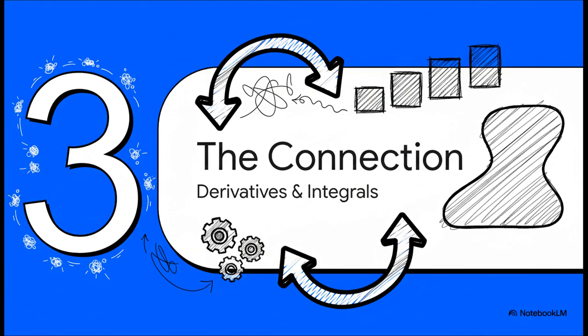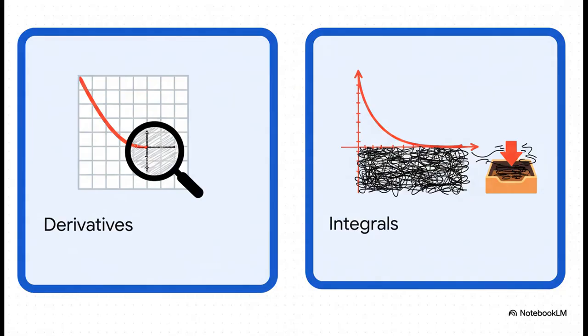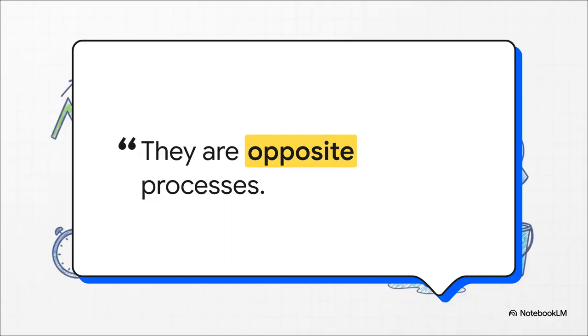So how do they relate? I mean, this is where the real magic of calculus happens. Let's just put them side by side for a second. Derivatives, they measure the rate of change. Integrals, they measure the total accumulated. Derivatives are about splitting things apart. Integrals are about putting things back together. Are you starting to see the pattern here? They're mirror images of each other. That's it. That is the big secret. They are opposite processes. One undoes the other. It's kind of like how multiplication and division are opposites, or addition and subtraction. It's that same perfect inverse relationship.